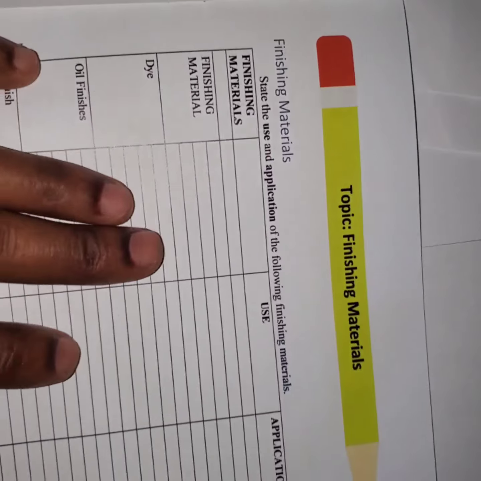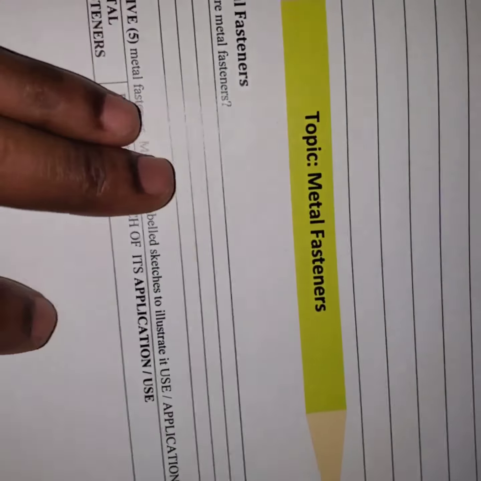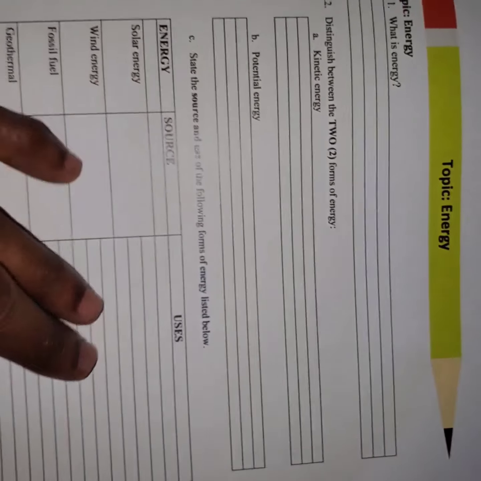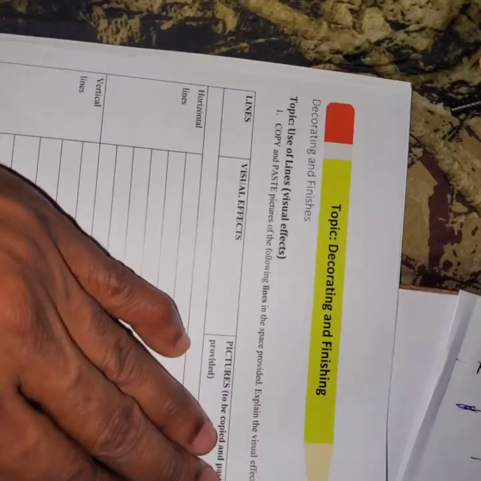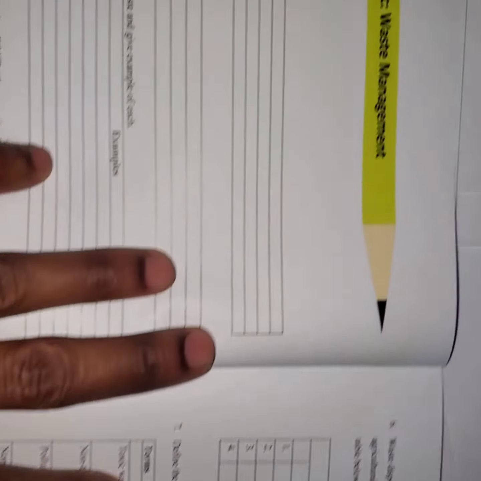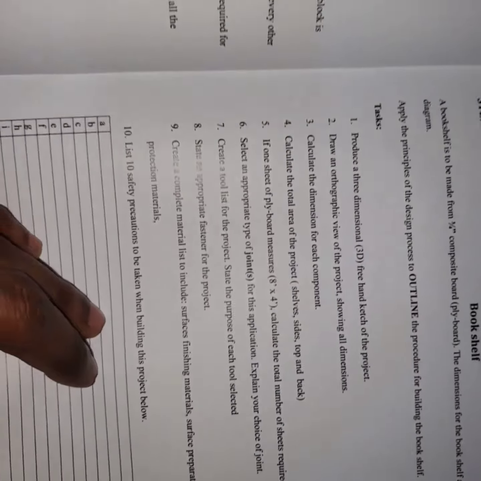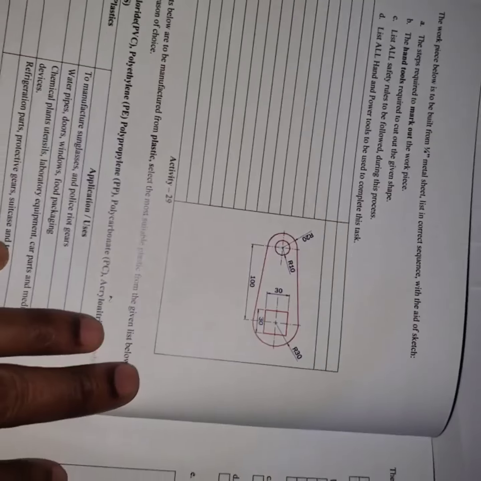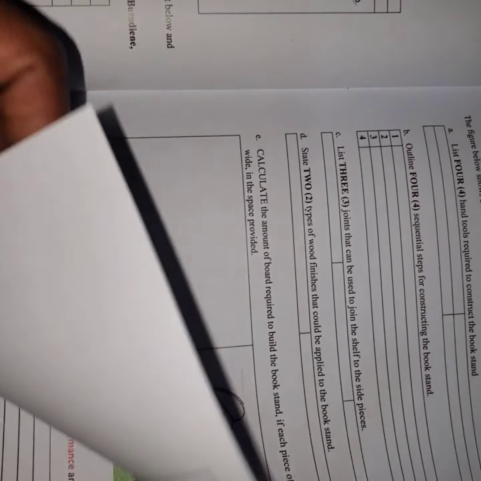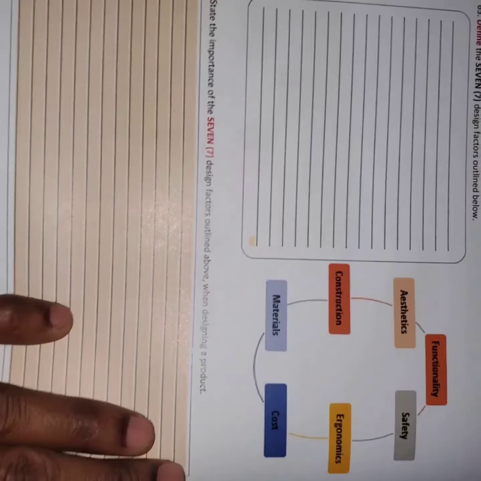With joints, finishing material, with finishing, adhesive, fasteners, energy, decorative finish. So we have everything. All of these are from the core. Of course, we have our projects. Lots of projects at the back, and these projects tie into the CSEC. We have the design process and product analysis at the back.